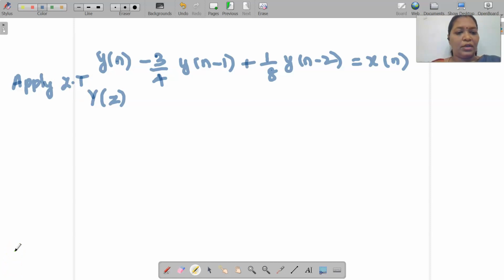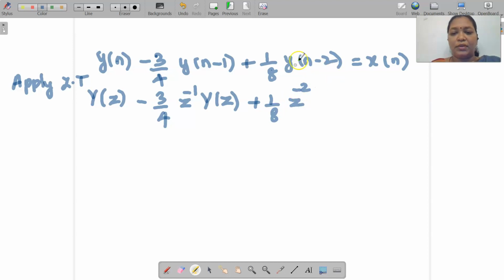The Z transform of y of n is given by Y of z and then minus 3 by 4. For Z transform of y of n minus 1, since we have n minus 1, that is nothing but z power minus 1, and for y of n it is Y of z, and then plus 1 by 8. For y of n minus 2, again since we have n minus 2, we can write it as z power minus 2, for y of n we have Y of z, and then that is equal to X of z.